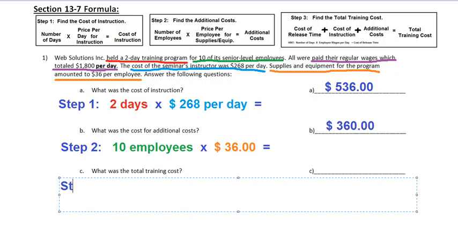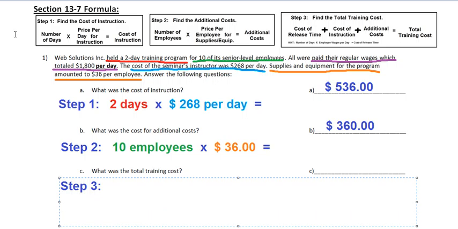Now we can go to step 3. What was the total training cost? Well, ladies and gentlemen, we do have to be very careful. We want to be very careful because we need to be sure that we're not forgetting that extra hint up there. That extra hint tells us that I have to take the number of days, which is 2 days, and I need to multiply that times how much the employees earn per day, the total amount that they earn per day. They make $1,800 per day. That's what they make.